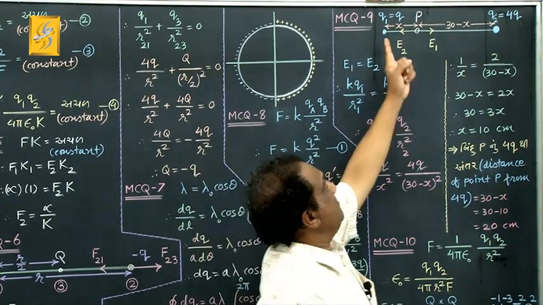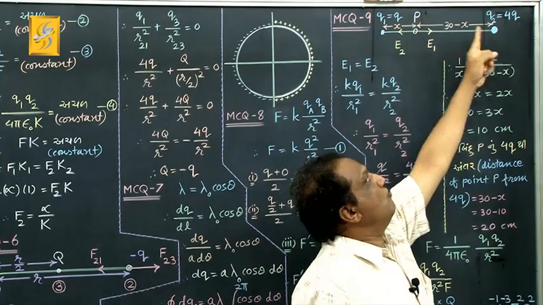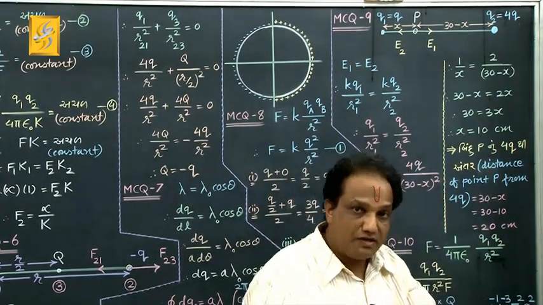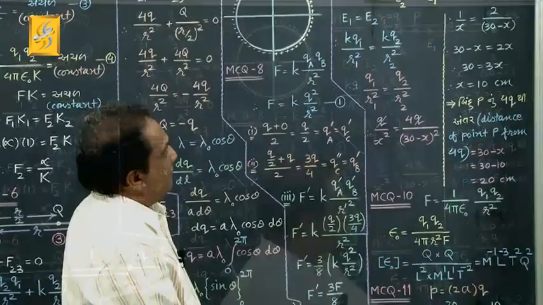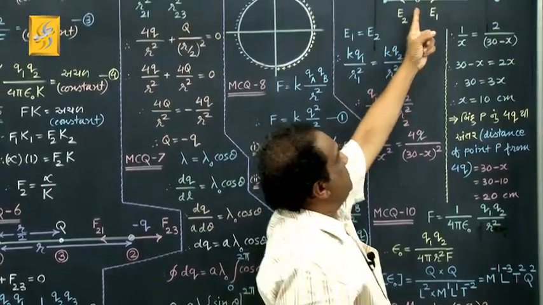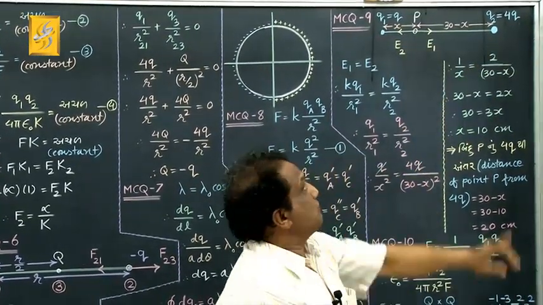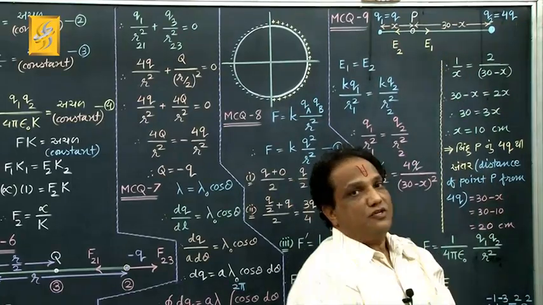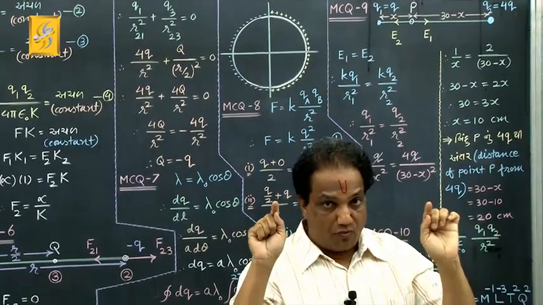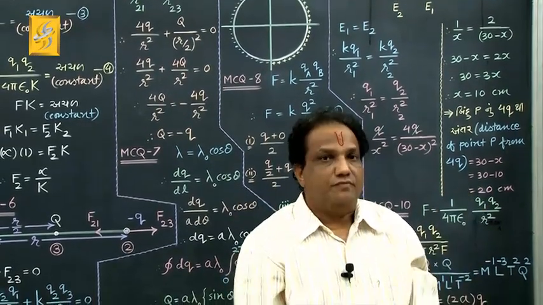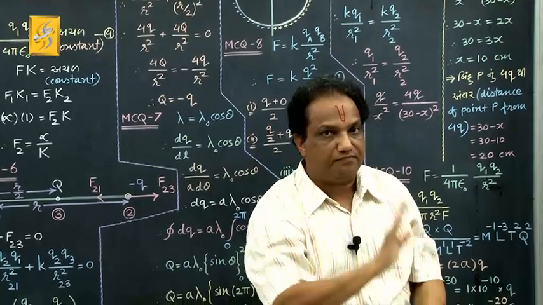Whether you say 10 centimeter from small q, or you may say 20 centimeter from 4q, it is one and the same. But in the option, they have given this as an answer. Got it? Fine. Why did you get this position somewhere between these two charges? Because both of them are like charges. For a system of two like point charges, remember the null point is always between them.